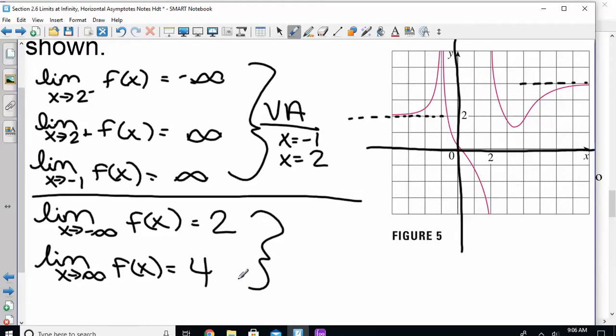So what's going on at 2 and 4? Horizontal asymptotes. Vertical are x equals, horizontal are y equals. So your limits at infinity and your infinite limits are telling you where those asymptotes are. Questions for me on this?